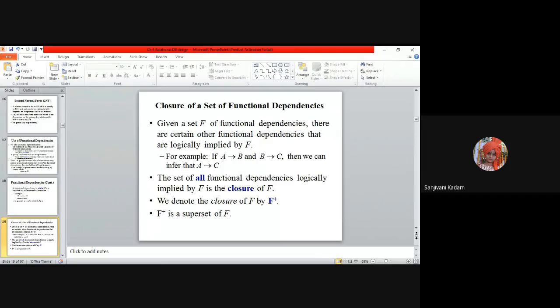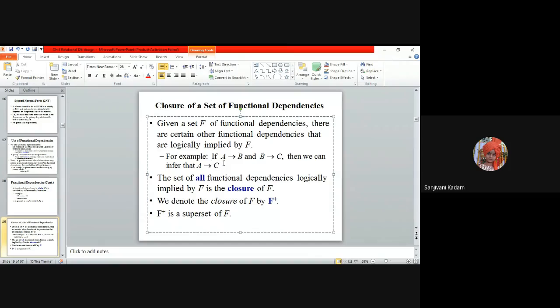In the same way we apply this to functional dependencies. For example, if A holds B, or B is dependent on A, and B holds C, then we can infer that A holds C. The rule is that attribute B is dependent on A, and attribute C is dependent on B, so indirectly we can say that attribute C is also dependent on A. So this is an implied functional dependency. This is only a single rule; there are some other rules as well.